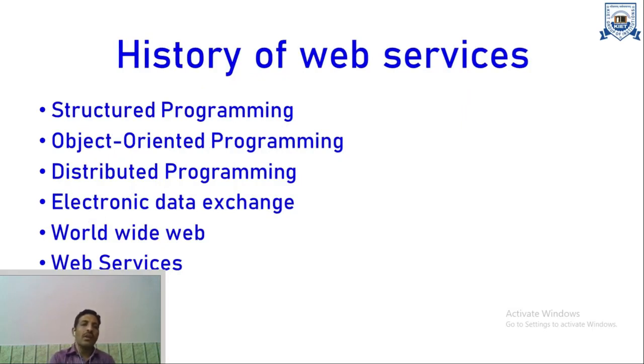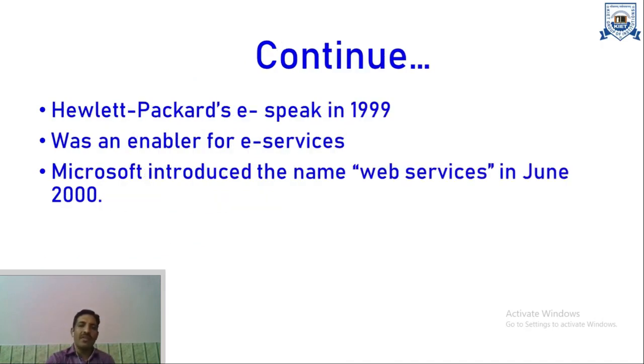First of all, in IT came structured programming, then object-oriented programming, then distributed programming, then electronic data exchange through fax and mail, then the World Wide Web and internet came, and after that web services came for communication between different platforms and different technologies. Using web services, different technologies interact with each other. That is the main function of web services.